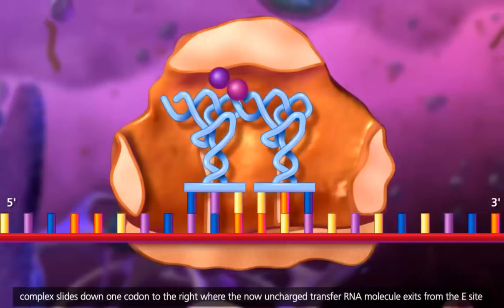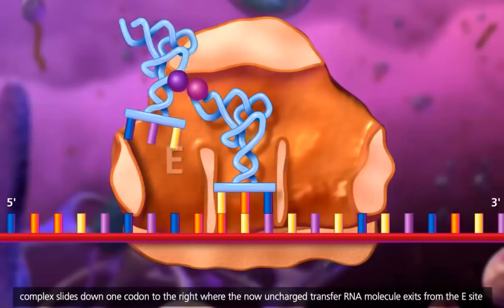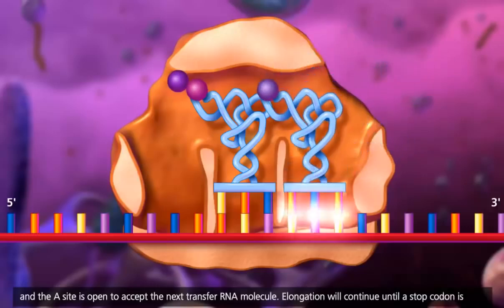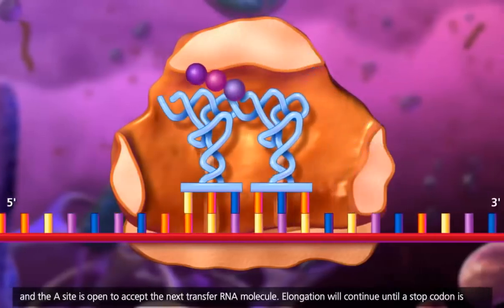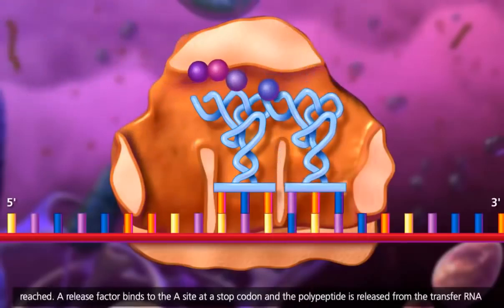The complex slides down one codon to the right, where the now uncharged transfer RNA molecule exits from the E site, and the A site is open to accept the next transfer RNA molecule. Elongation will continue until a stop codon is reached.